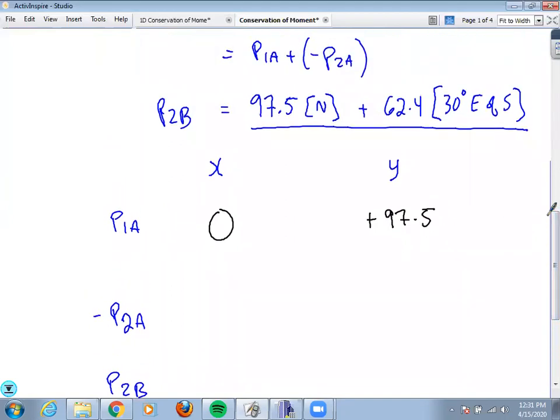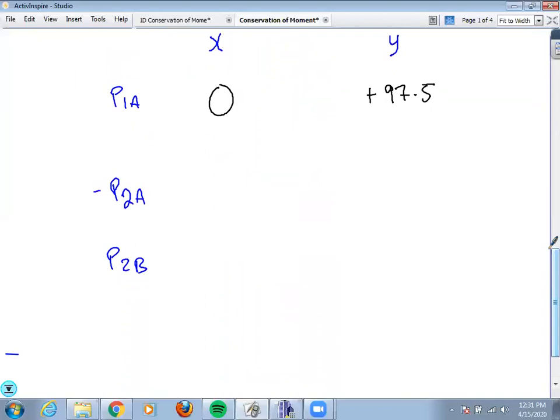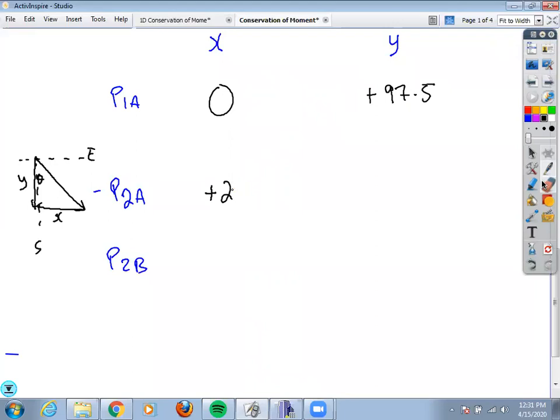Negative P2A is 30 degrees east of south, so we can draw a diagram here just to help. So we've got the south, we've got east, so east of south, so it would be like that. So there's our X, and there's our Y. So our Y is adjacent to theta, and our X is opposite. So negative P2A is going to the east, so it would be positive. The X would be 62.4 times sine 30.